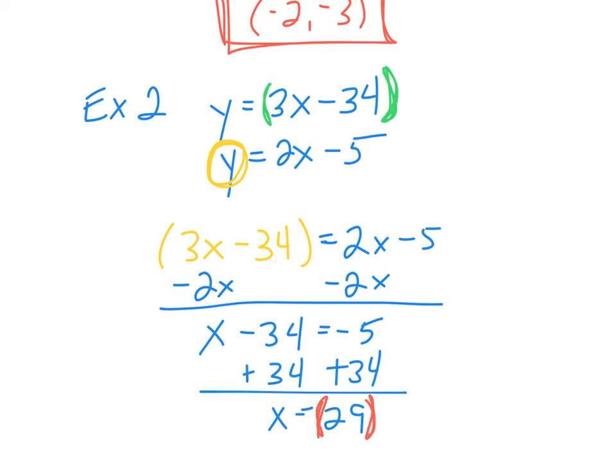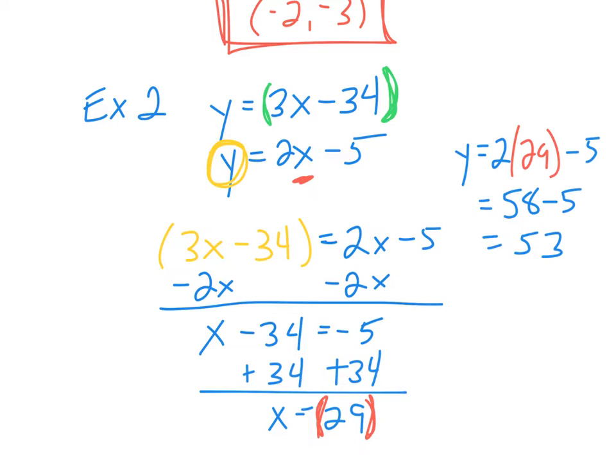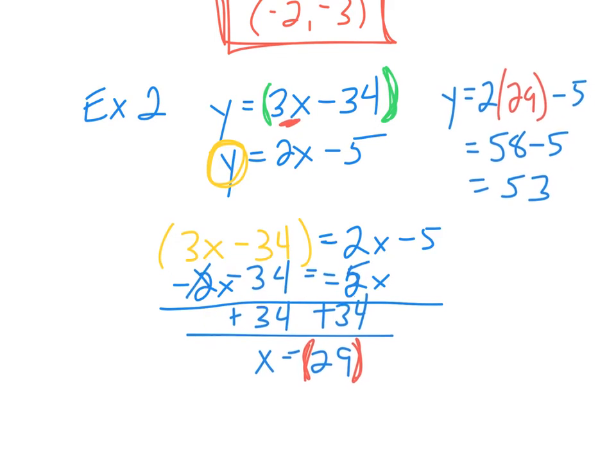It really doesn't matter. I really don't have any desire to multiply by 3, so I will probably put it into the second equation here. Putting that into the second equation, I wind up with y equal to 2 times 29, and then we're going to subtract 5. Now 2 times 29 is 58, and 58 minus 5 is 53, which gives me my final answer.